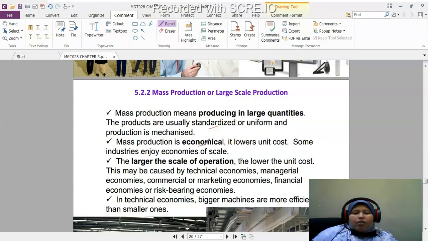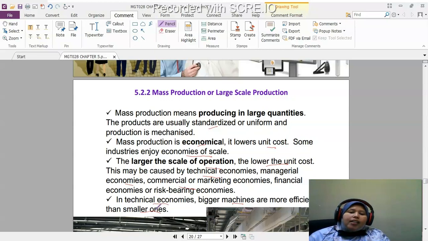Mass production is economical, it lowers unit cost. Some industries enjoy economies of scale. The larger the scale of operation, the lower the unit cost. This may be caused by technical economics, managerial economics, commercial or marketing economics, financial economics, or risk-bearing economics. The technical economy: bigger machines are more efficient than smaller ones.